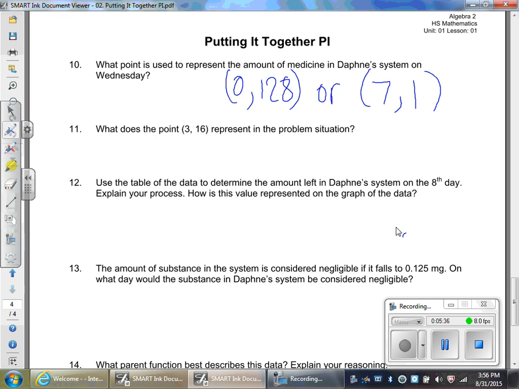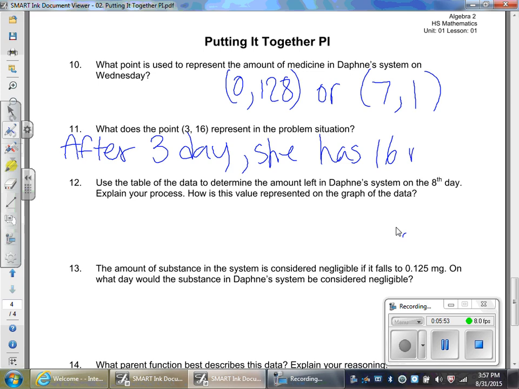It's been 3 days and she has 16 milligrams of medicine. Okay, I like the way you said it. So it's been 3 days. So after 3 days, or you could say day 3, she has 16 milligrams still in her body, correct? Very good. So now number 12, use the table to determine the amount left on the 8th day.